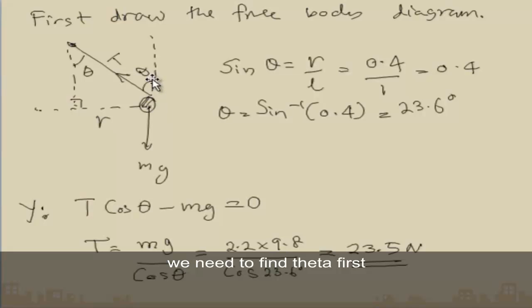So the first thing is we need to find theta. Without knowing theta, we cannot find the components of the forces. We can use this triangle. This theta is the same as that theta. We know this length is the length of the rope, which is L, and this is the opposite side of the triangle, that's the radius, which is R. So we can write sine theta equals R divided by L, so it's 0.4 divided by 1. That gives us theta equals sine inverse of 0.4, which is about 23.6 degrees.